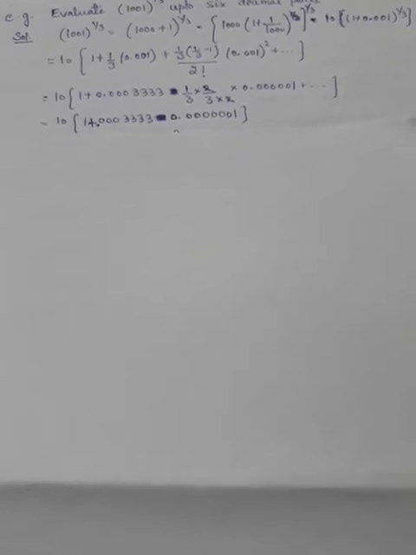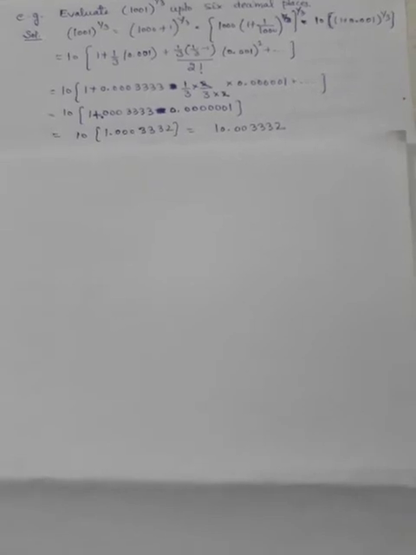Dividing 0.001 with 3, you will be getting 0.0003333, and then 1 upon 3 minus 1 will be equal to minus 2 upon 3. So this term will become negative, and after making calculations you will be getting the answer 10.003332. So the value of the cube root of 1001 is equal to 10.003332 up to 6 decimal places. So this is one use of the binomial theorem.